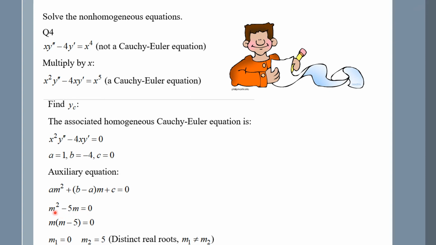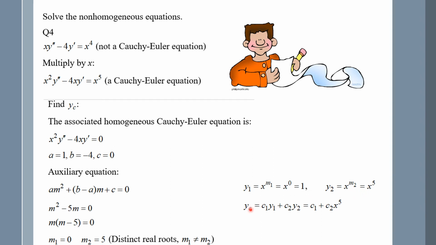m is a common factor, so now we get a product of m with m minus 5 equals 0. So if m equals 0, the first root is equal to 0, and if m minus 5 equals 0, the second root will be 5. So this is a case of distinct real roots, m1 equals 0, m2 equals 5, so m1 is not equal to m2. And how do you write down the solution? y1 is x to the power of m1, substitute m1 by 0, so x to the power of 0 is 1. So the first solution, y1 equals 1. And for the second solution, m2 is equal to 5, so y2 will be x to the power of m2, y2 is just x to the power of 5.